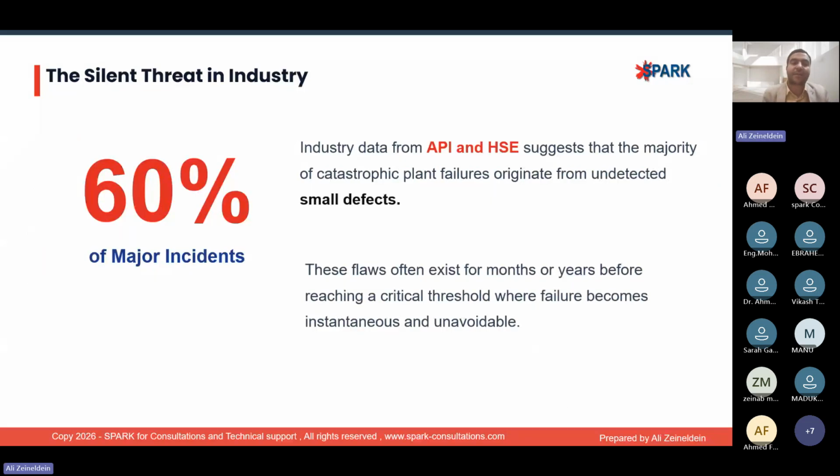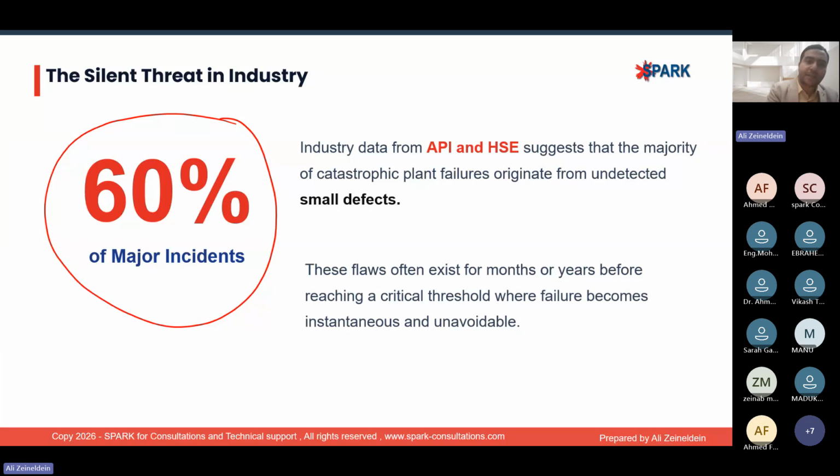Let us remember that this percentage that we discussed in the previous slides, when we talk about this statistical percentage, indicated that around 60% of major incidents come from small defects, or we can say from hidden or invisible threats that will directly affect the facility equipment.